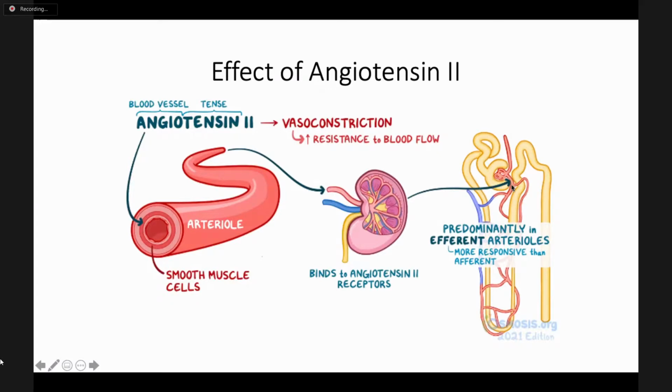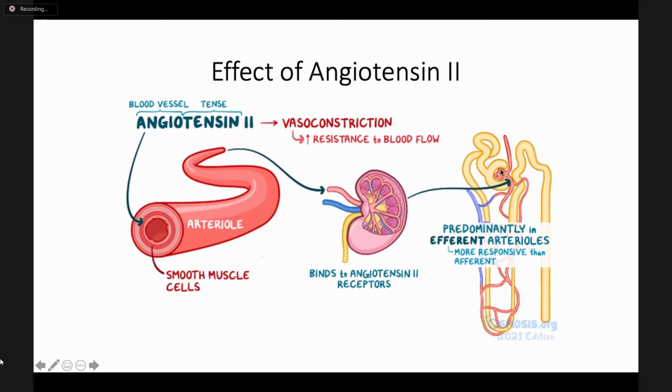Hydrostatic pressure will increase when you constrict at this part. So that's why, as a postgraduate level, you should know that the effect of angiotensin 2 is more predominant in the efferent arterioles. But when the angiotensin 2 level is very high, it will constrict both efferent and afferent arterioles. Therefore, it will reduce GFR, because you want to increase the blood pressure, right?